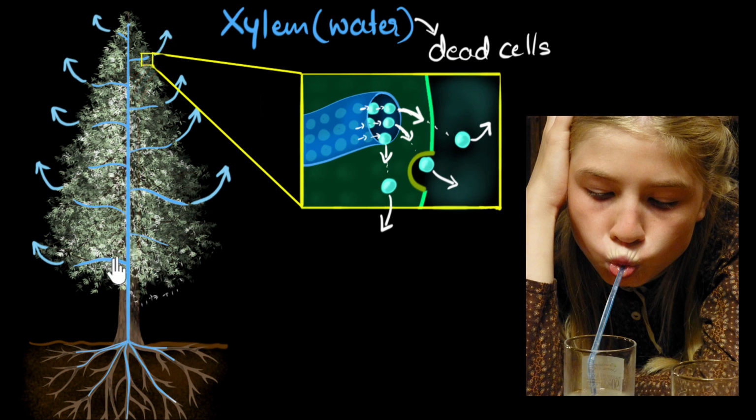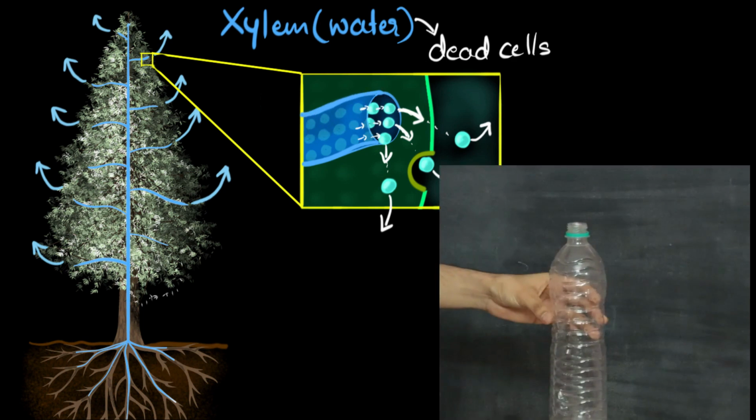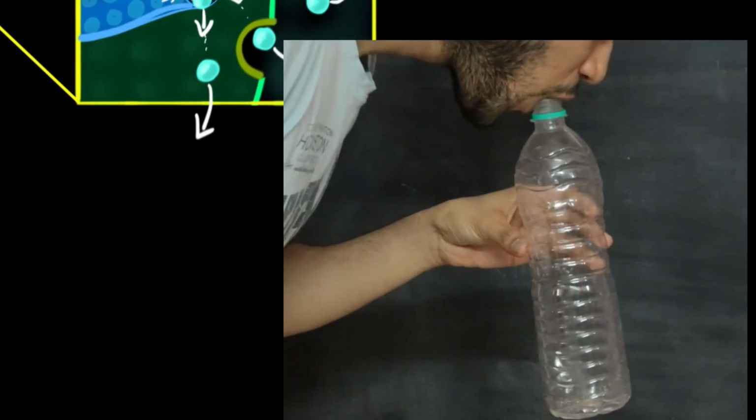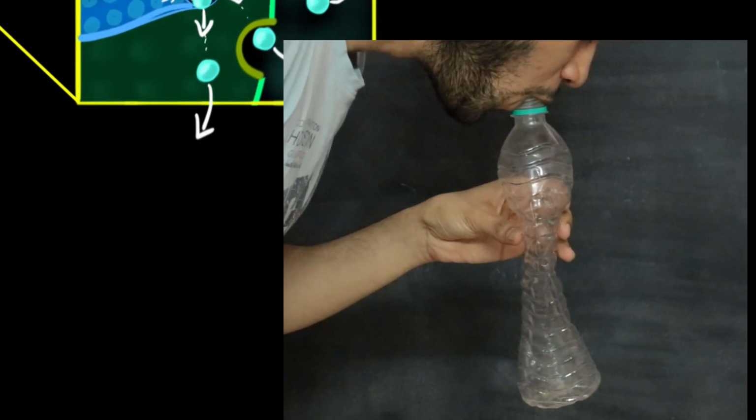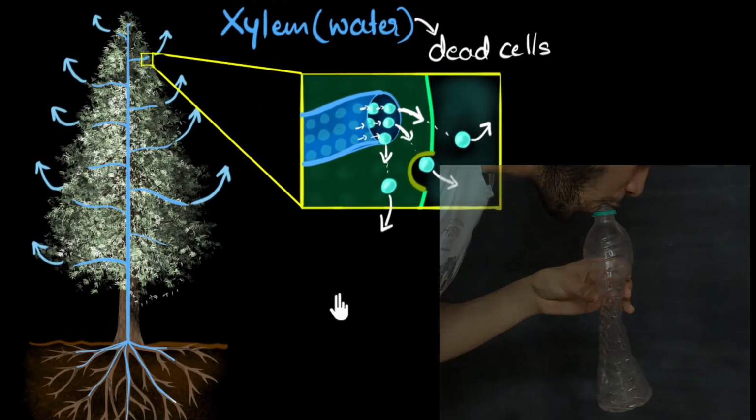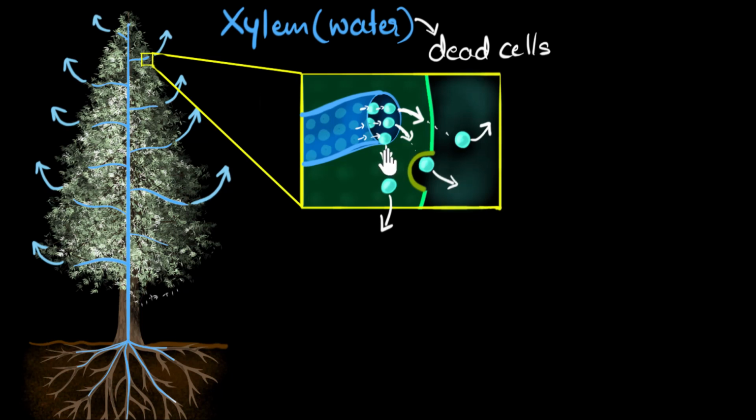And because there's a lot of suction force within the xylem, the walls of the xylem tissue need to be thick enough to withstand that force. Now, what do you mean by that? For example, just look at this water bottle. When I start sucking on it, look at how easily the walls collapse. There's a similar suction over here, but way stronger. And so the walls need to be strong enough to not collapse.